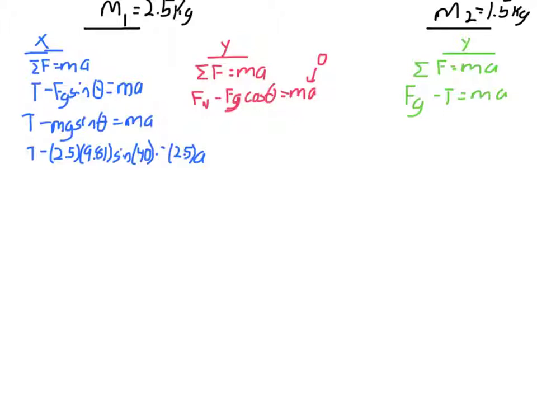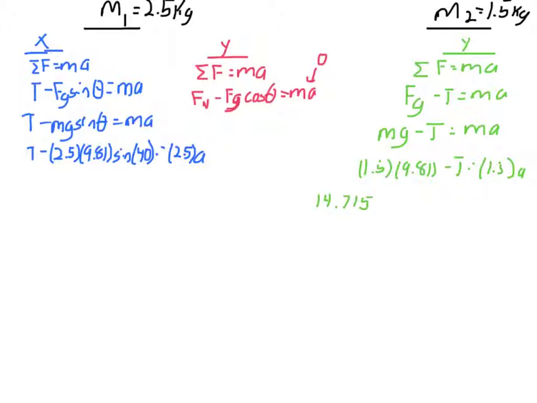The only other spot is in the y-axis of m2. So let's go solve for T over there so we can substitute in. All right, Fg always turns into mg minus T equals ma. Right, and now I know some numbers here. Mass of m2 is 1.5 times 9.81 minus T equals my 1.5 times A. And now let's group everything together here. So 1.5 times 9.81 comes out to be 14.715.